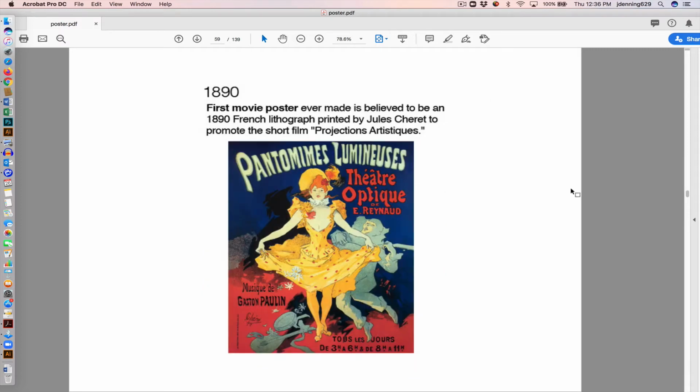The first movie poster ever made is believed to be an 1890 French lithograph printed by Jules Charette to promote the short film Projections Artistiques.